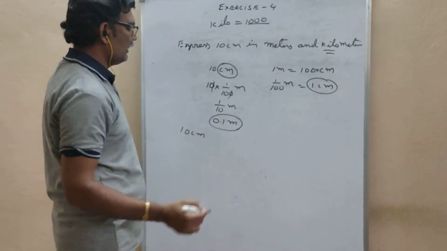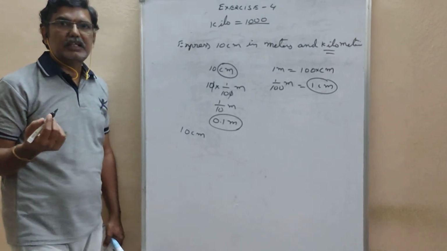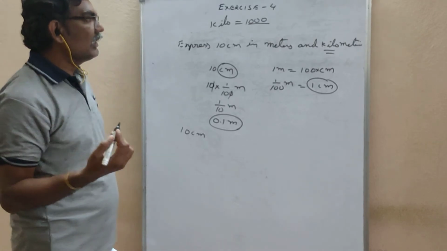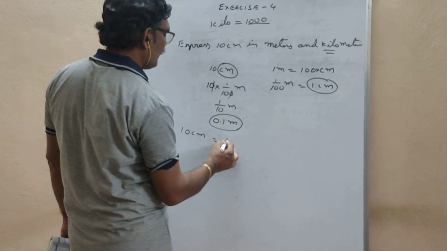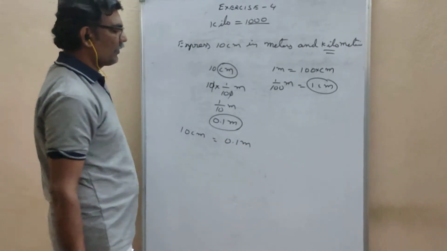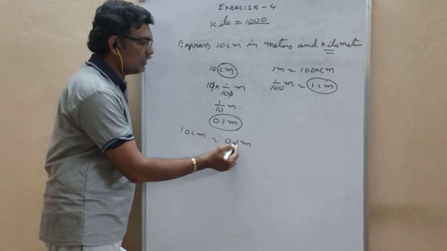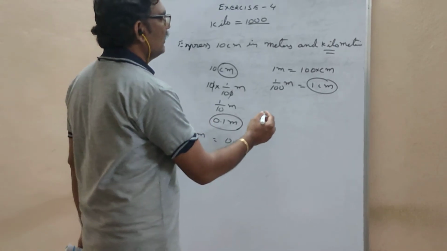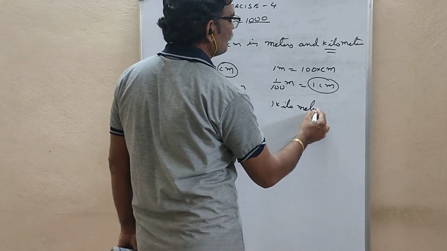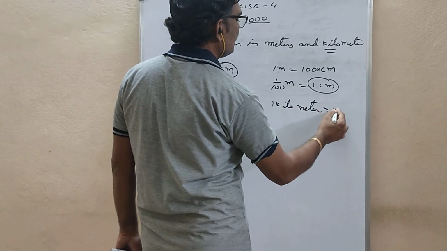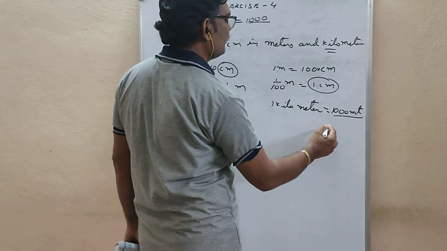Now come to the next question, that is 10 centimeters only. You have to convert into kilometers. 10 centimeters you have to convert it into kilometers. Now how to convert it? 10 centimeters is equal to what you wrote? 0.1 meters you wrote. You got up to here or not? 10 centimeters is equal to 0.1 meters. Now here 1 kilometer is equal to, kilo means I said 1000, 1000 meters.